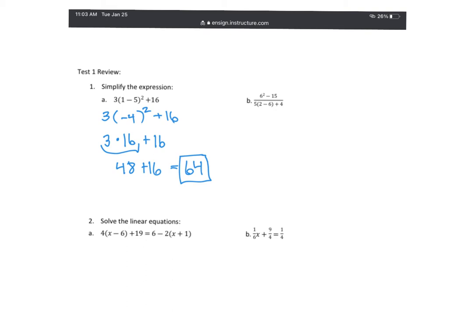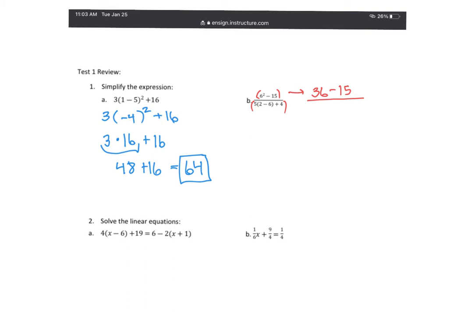Part B, we need to simplify the top of the quotient line and the bottom of the quotient line, or the numerator and the denominator. When you have something in a numerator and in a denominator, it's kind of like considering parentheses of each of the whole things on the bottom. So we do those separately first, and then we can divide. So I'm going to work on that top part first. We have 6 squared, so that would be 36 minus 15.